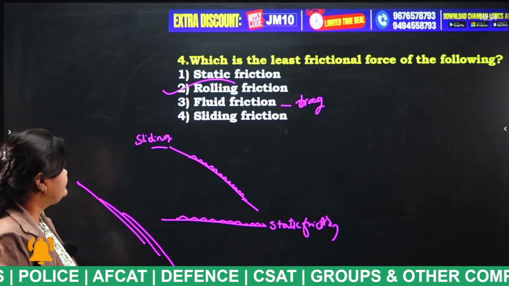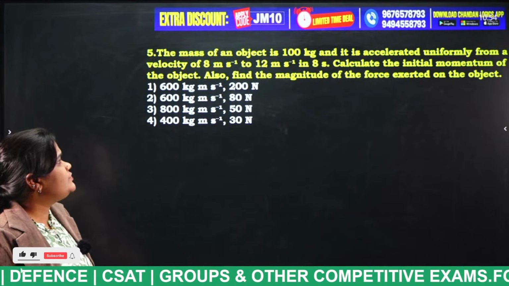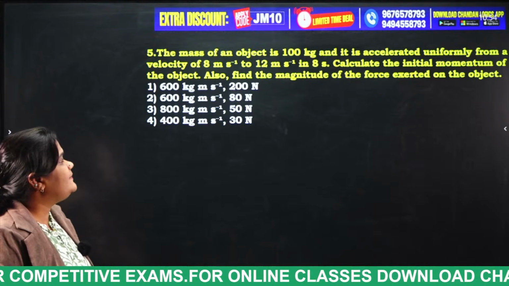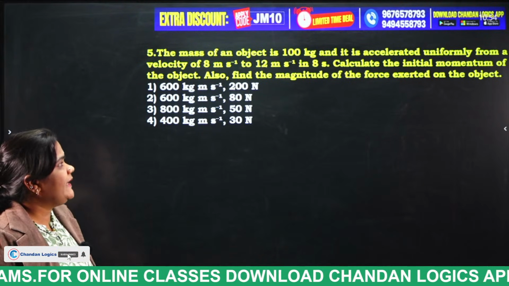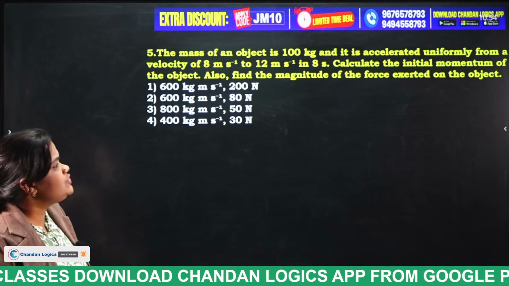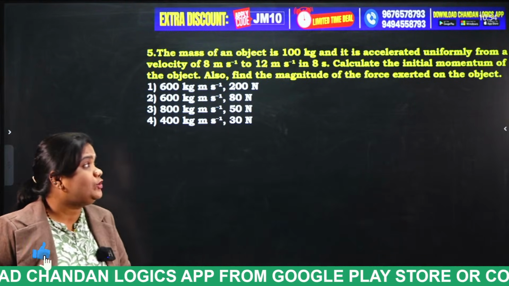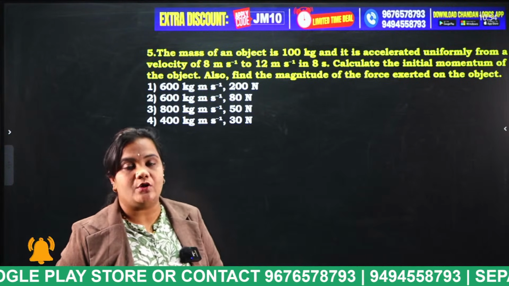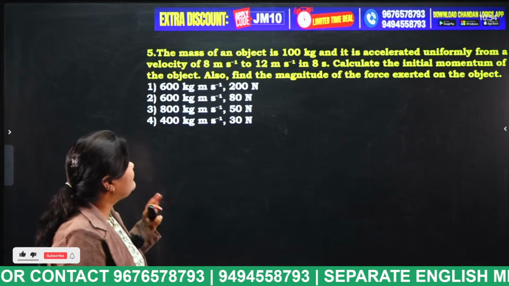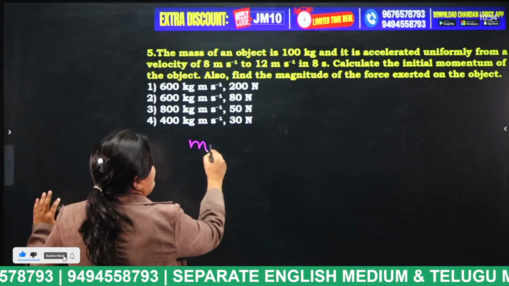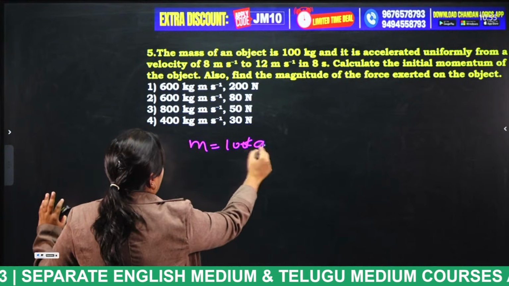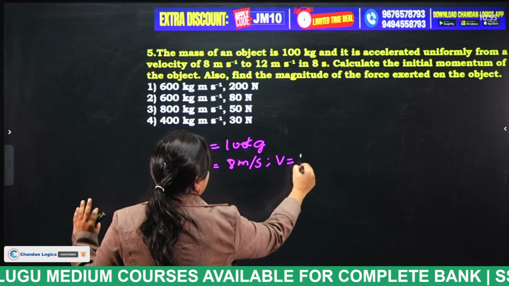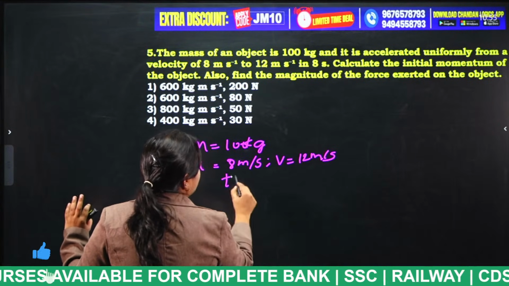Okay. Next. The mass of an object is 100 kg and it is accelerated uniformly from a velocity of 8 meters per second to 12 meters per second in 8 seconds. Calculate the initial momentum of the object, also find the magnitude of the force exerted on the object. So try to solve this question, students. I will give you a hint. What are the given values, students? Mass is equal to 100 kg, initial velocity u is equal to 8 meters per second, final velocity v is equal to 12 meters per second and time is equal to 8 seconds.